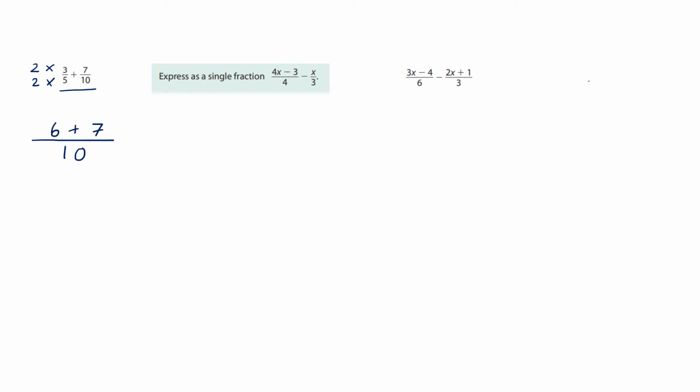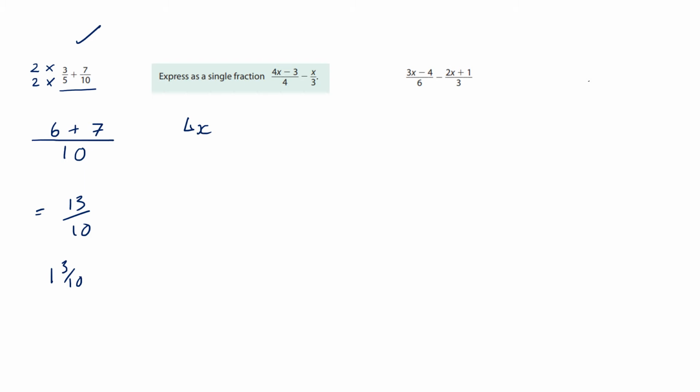Once they are the same fraction, we can add them no problem. So on our next line, we're going to get 13 over 10, or 1 3/10. Okay, so we've done that now. We have expressed this as a single fraction. So we apply the same logic when we are working with algebraic fractions.